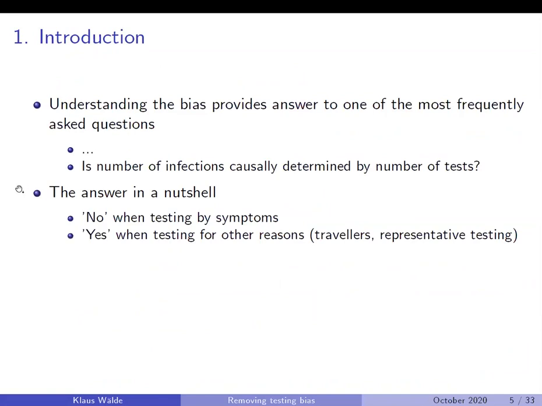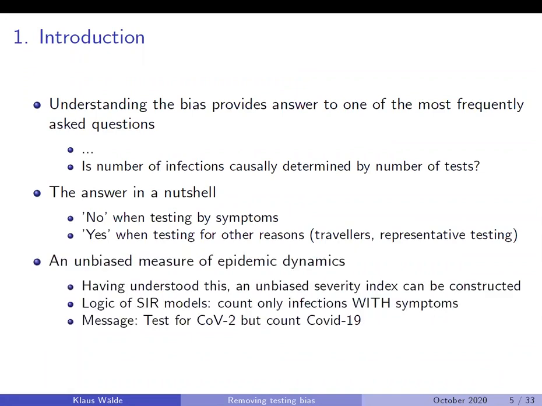When I give the answer in a nutshell before going through the details: no. The number of infections is not causally determined by the number of tests when we test by symptoms. And the answer is yes, when we test for other reasons. So when we test travelers, when we do representative testing or other.